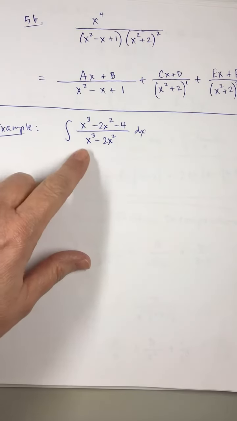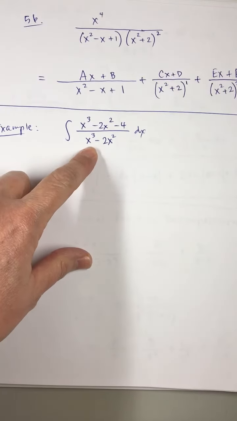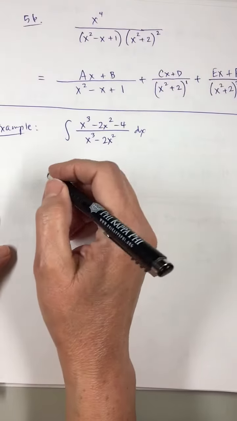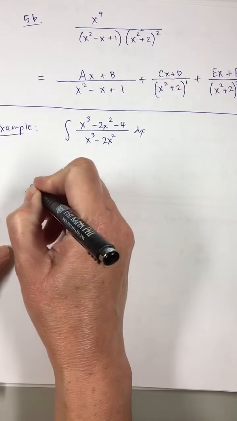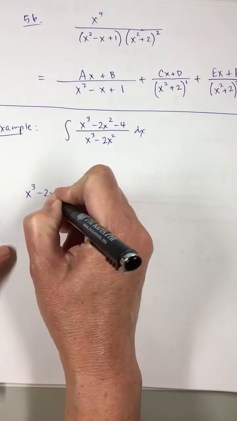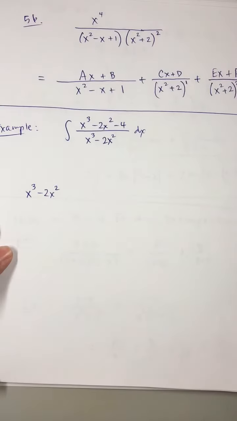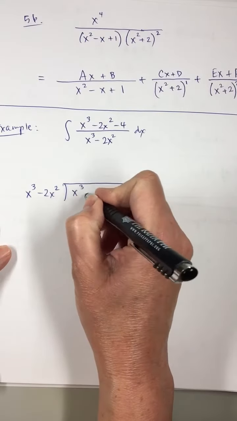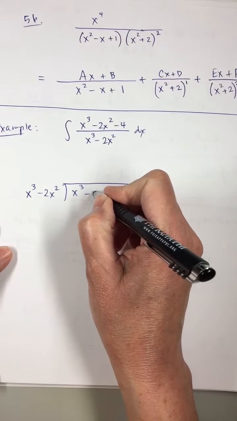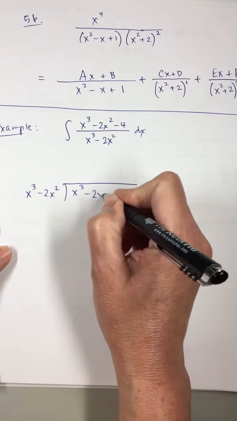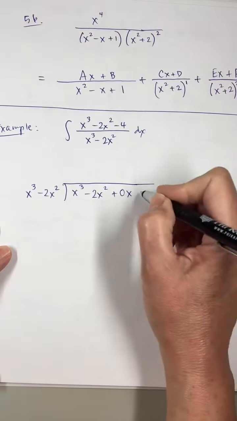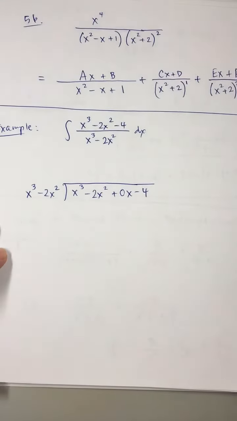I've got to take this and do long division. It's probably been a while since you've seen long division of polynomials. So x cubed minus 2x squared divided into x cubed minus 2x squared. And remember this, I'll put 0x for 0x to the first to hold that place, minus 4.